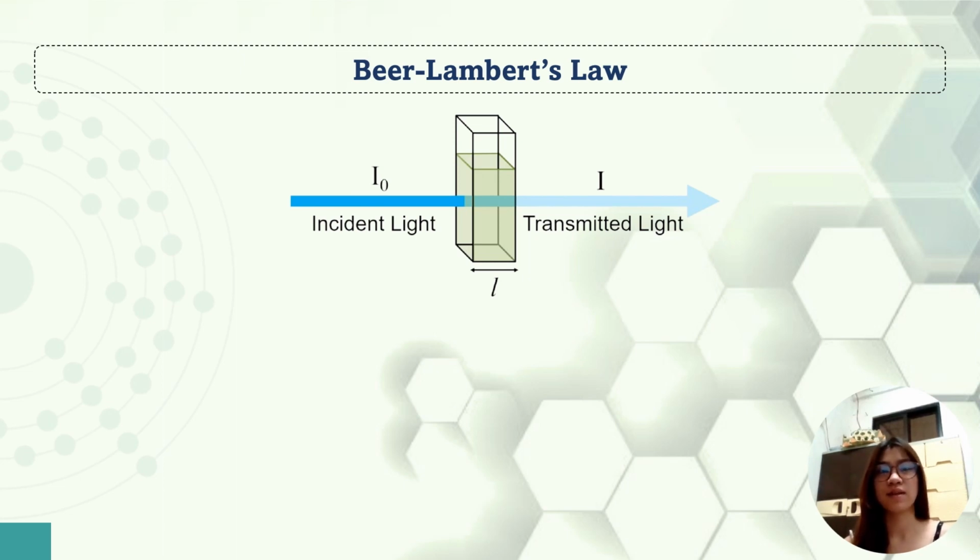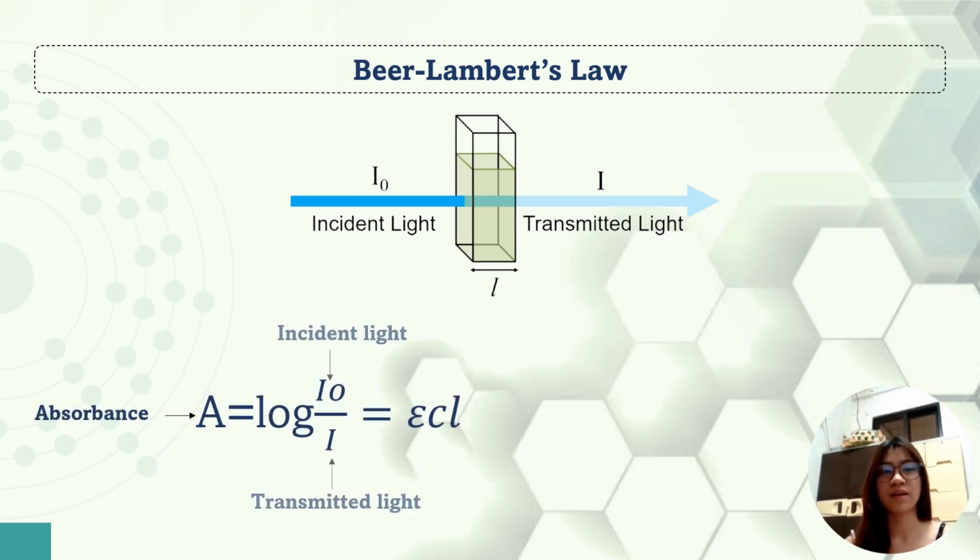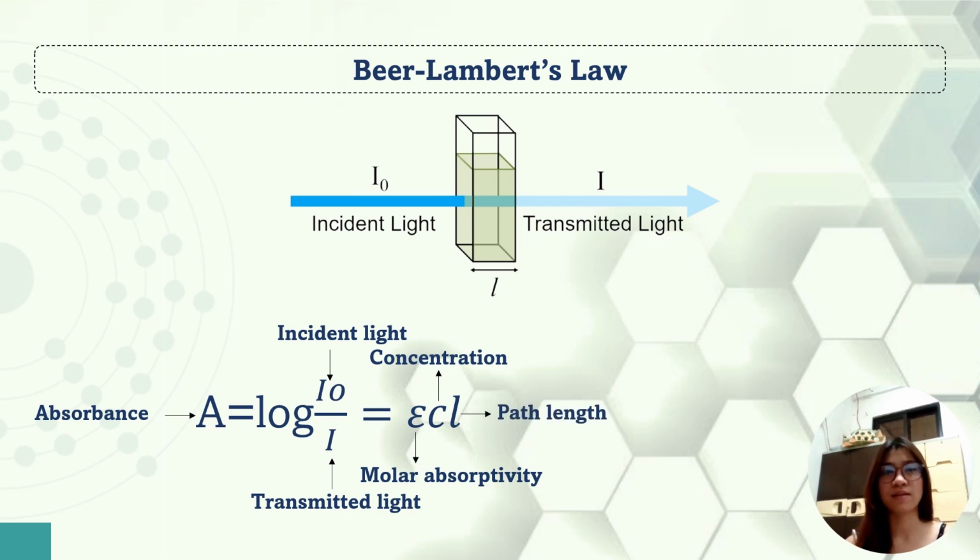The Beer-Lambert law can be expressed mathematically by the formula, where A refers to the absorbance. Here is the incident light and the transmitted light. Next is the molar absorptivity, and the concentration, and the path length. Actually, you can get both the reading of absorbance and transmittance in this formula.